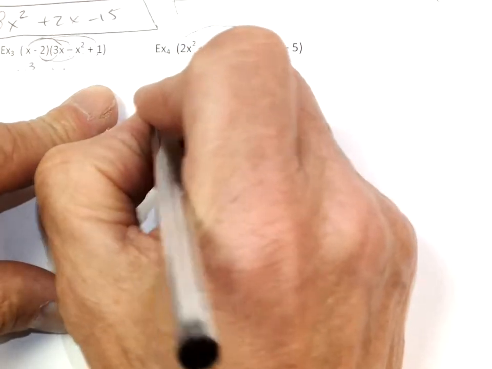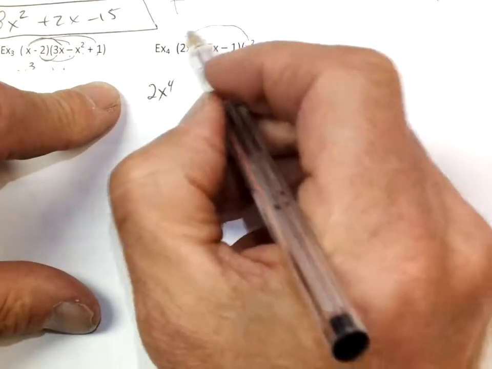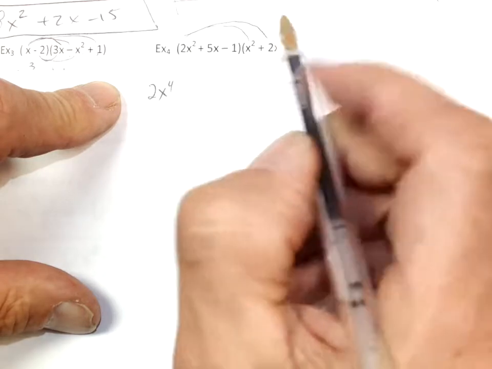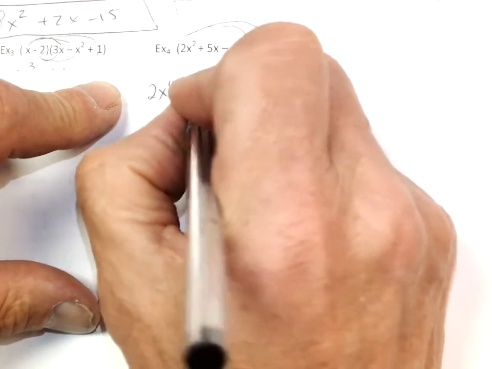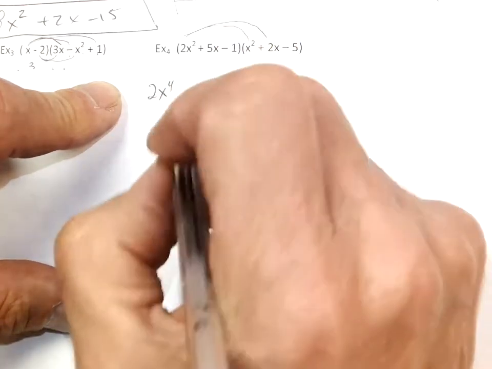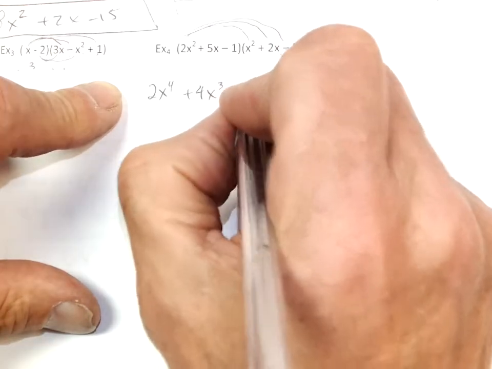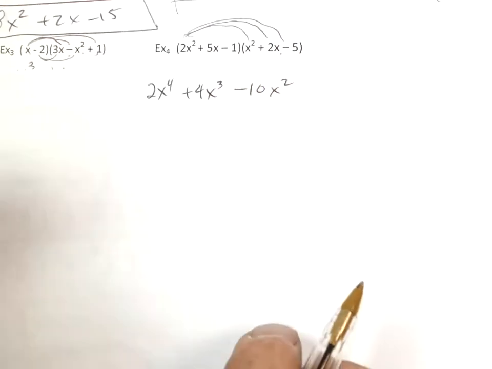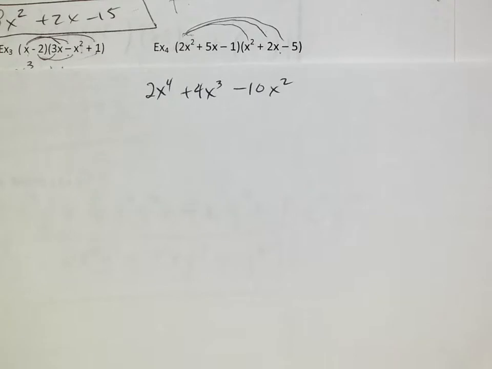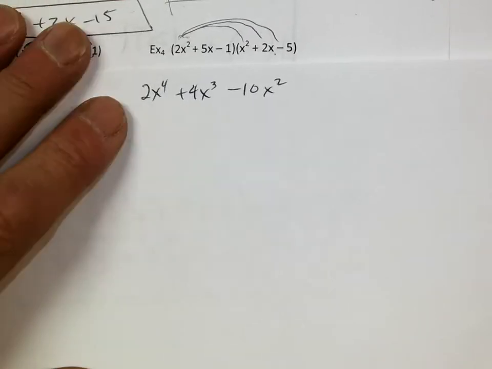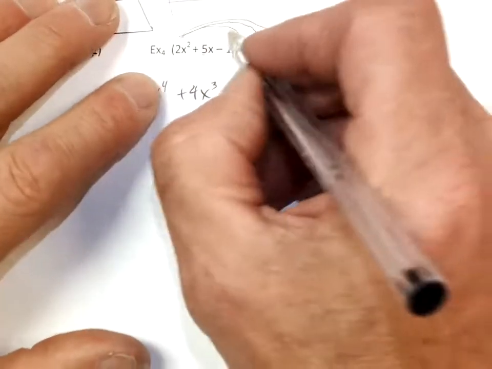2x squared times x squared is a 2x to the 4th. Okay? 2x squared times 2x is a positive 4x cubed. 2x squared times negative 5 is a negative 10x squared. So far, so good. All right? It's not hard. It's just tedious. Okay? All right, now, let's take the 5x.